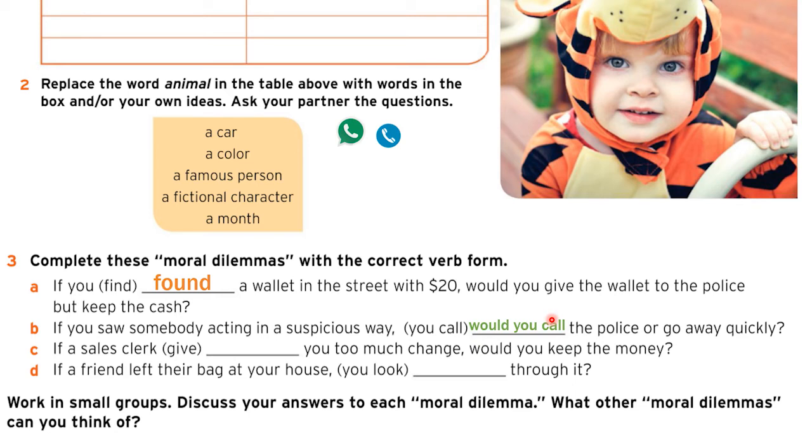Would you call? Then, here, if a sales clerk give you too much change, will you keep the money? Alright, here, like we have if, it is talking about the imaginary situation. So it's gonna be in simple past, give, gave. Then, if a friend left their bag at your house, you look through it, like in the letter B, this is the imaginary consequence and it's a question. So you're gonna start with would, you, and well, the base form of look is the same. Would you look through it?